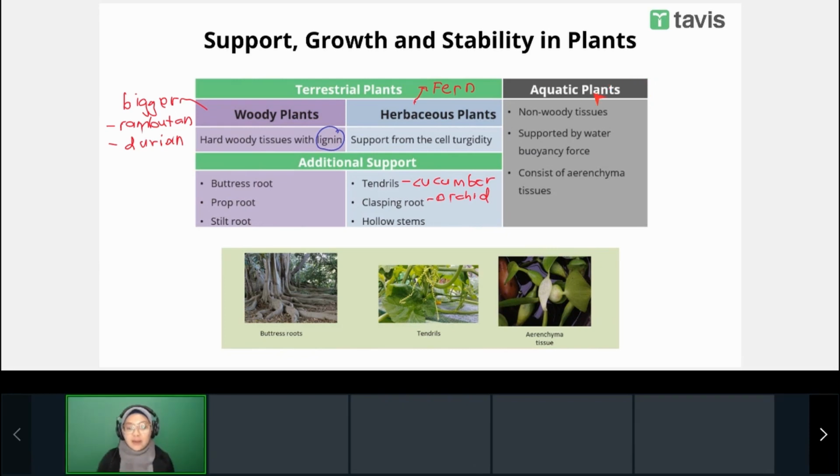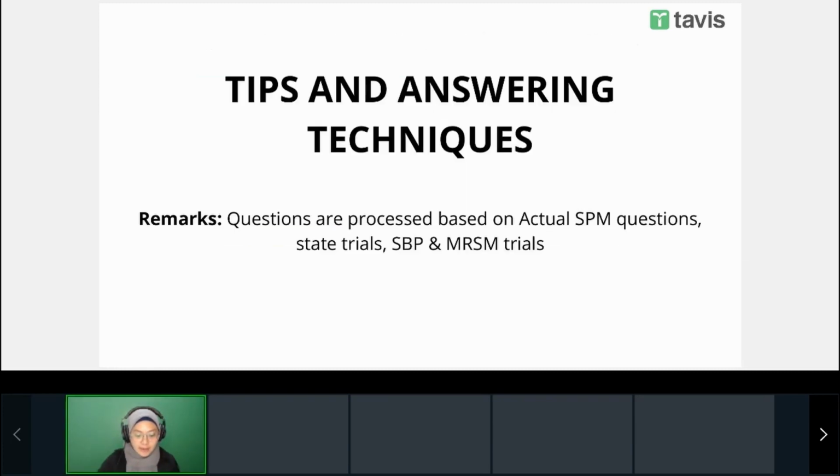Okay, let's go to the aquatic plants. They comprise non-woody tissues. They are supported by a buoyancy force and consist of parenchyma tissues. Okay, let's see the diagram over here, down here at the bottom. This is a structure that has parenchyma tissues. In parenchyma tissues, there's a lot of air space, and this air space will make the plant float. Okay, now we are done for unit 6.